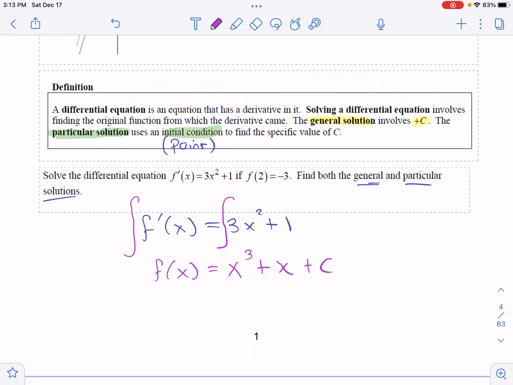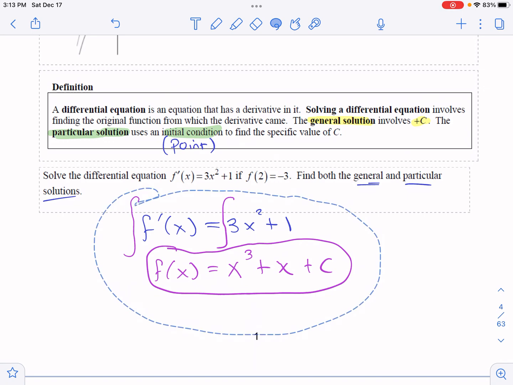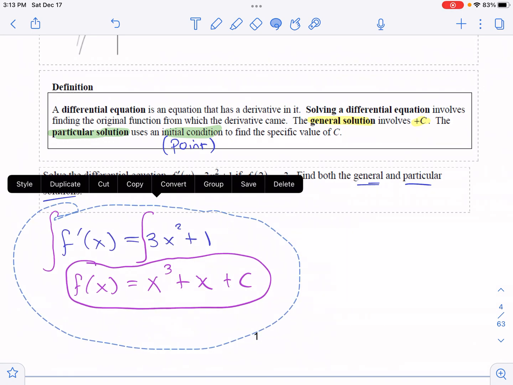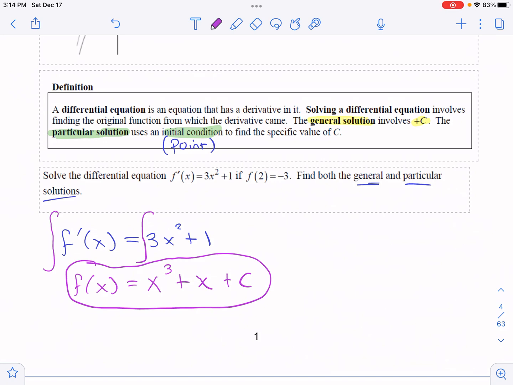And now I throw in a plus c. And I have now found my general solution. Okay, so there's my general solution. But I've got to find my particular solution, and in order to do that, they have to provide me with a point. So this is enough to find what that c should be. Okay, so the general solution is here. That's the whole family of functions whose derivative is 3x squared plus 1. Okay, that's the general solution.